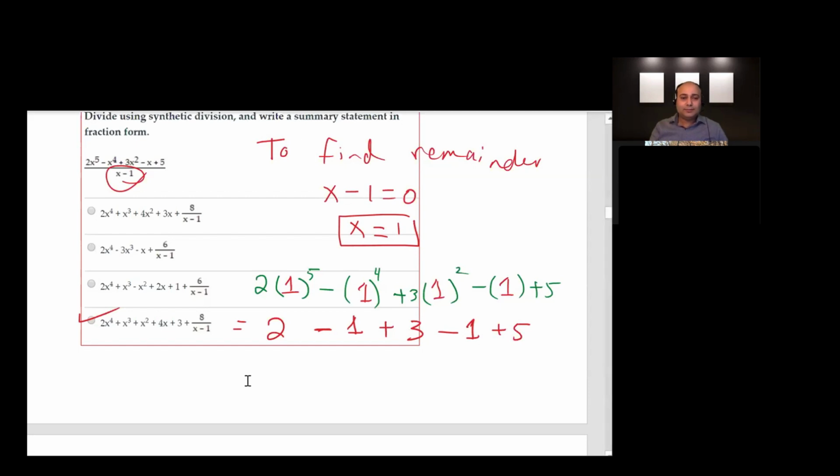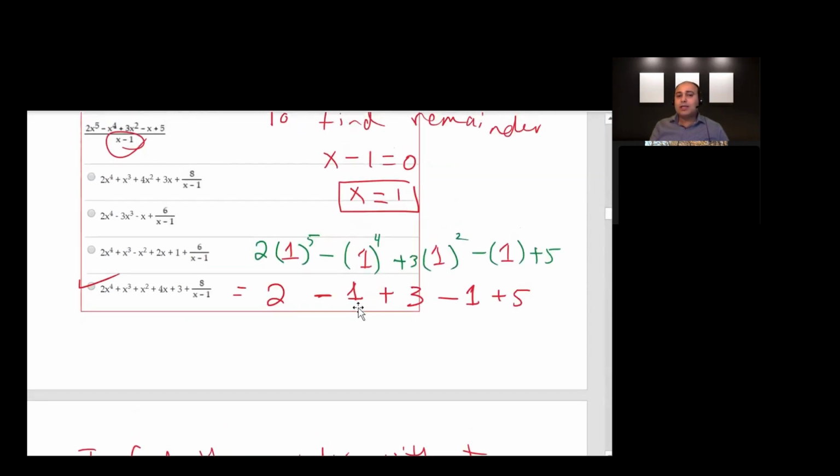What is this? 2 minus 1 is 1, plus 3 is 4, minus 1 is 3, 3 plus 5 is 8. And that will be your remainder. That's it. Let's look at the question right here. We said this is the answer: your remainder is positive 8.